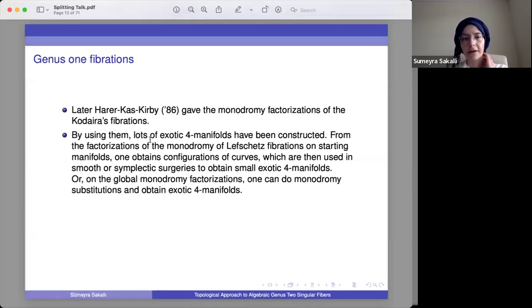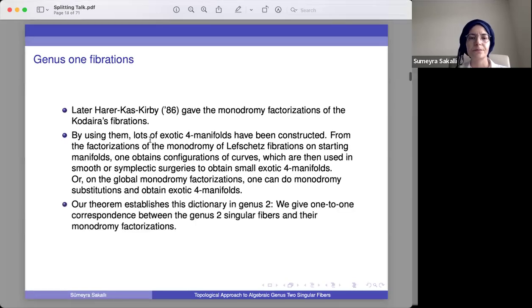We call them cut and paste operations to obtain small exotic four-manifolds. Or if you have your global monodromy factorization for your total space, for the closed four-manifold, then in that word, which is algebraic information again, you can do monodromy substitutions. There are results for certain specific substitutions. People show that they correspond to rational blowdowns or such other surgeries. And by using just algebraic substitutions, we can again obtain exotic four-manifolds.